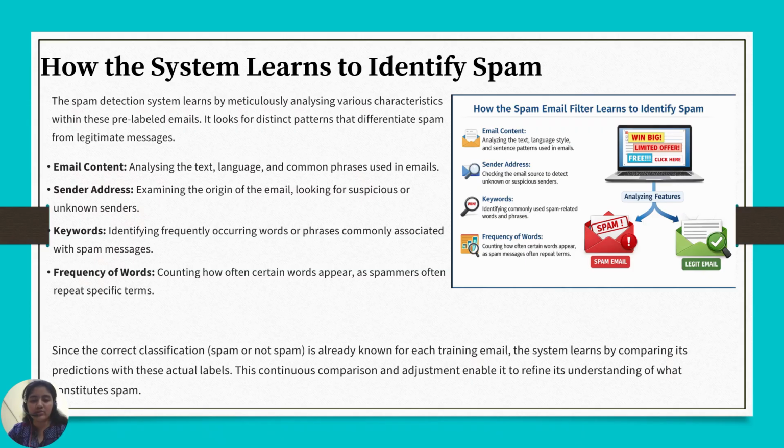Another important factor is the frequency of words. Spam emails often repeat the same words many times to grab attention. The system counts how often these words appear. Since the correct category of each training email is already known, the system compares its analysis with the actual label and gradually understands which pattern indicates spam.